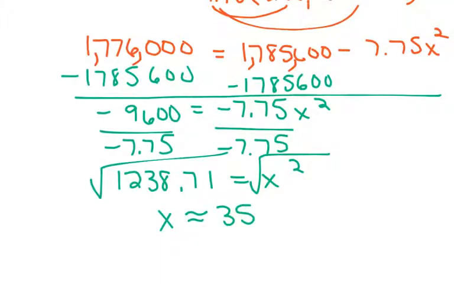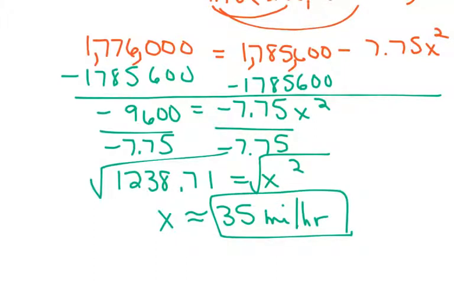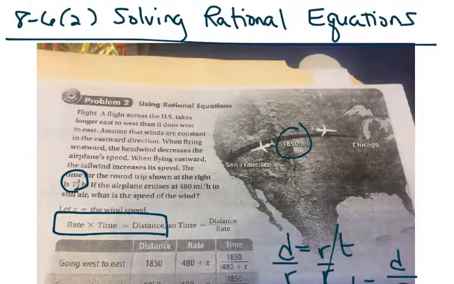The book uses positive and negative 35, but come on, is speed negative? No. Velocity, however, you might remember from physics, can be negative because the negative tells you what direction it's traveling. When we're just doing speed, it's never going to be negative. So the wind speed must be about 35 miles an hour. And that's the end of 8.6 Part 2, Solving Rational Equations.